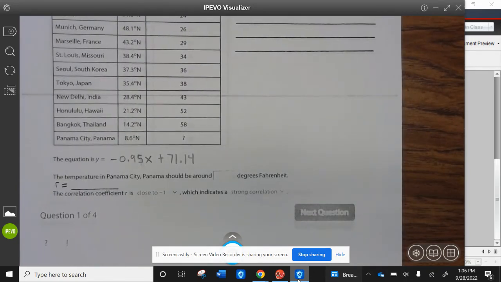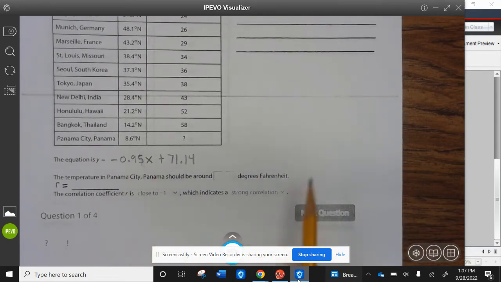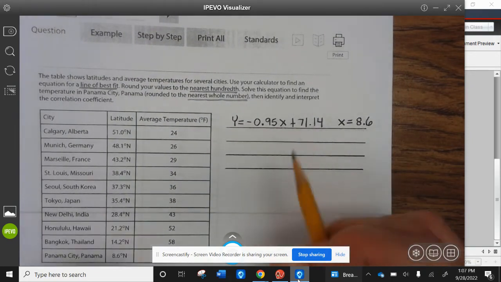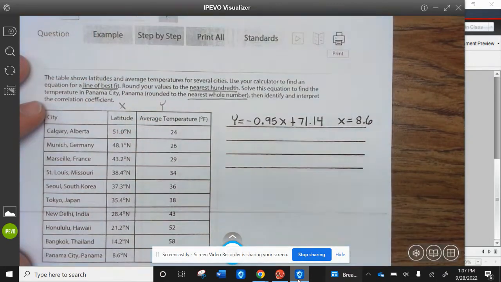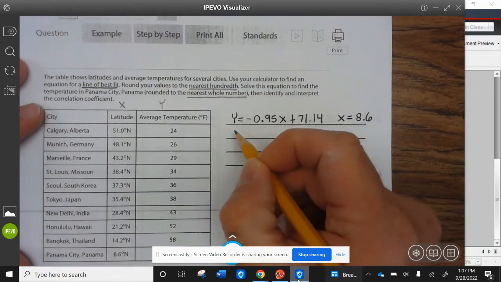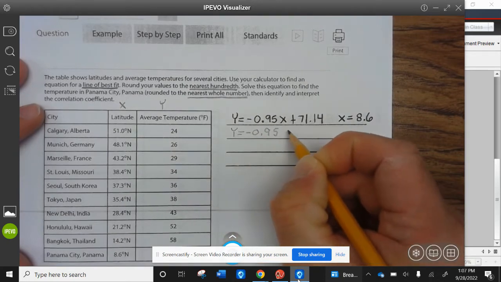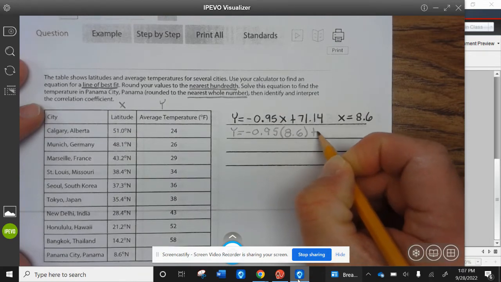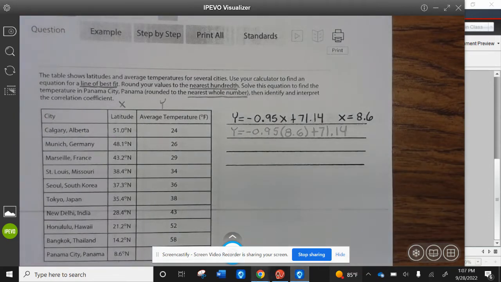Now we're going to find the temperature when it's 8.6 degrees latitude. To do that, we plug in 8.6 for X because that's the X value. This is the X. This is the Y. Okay, so we plugged it in. So Y equals negative 0.95 parentheses 8.6 plus 71.14. And we can use our calculator to calculate that.